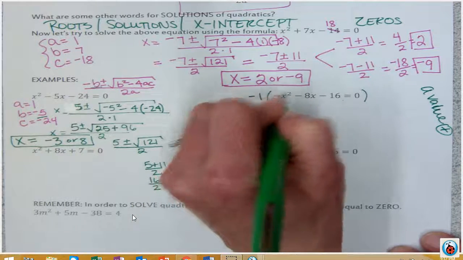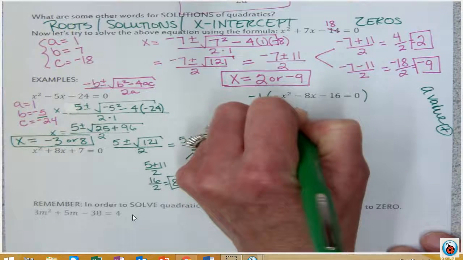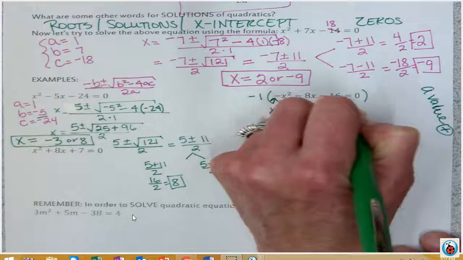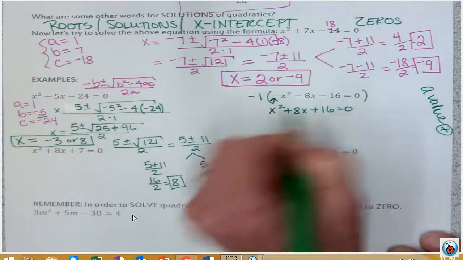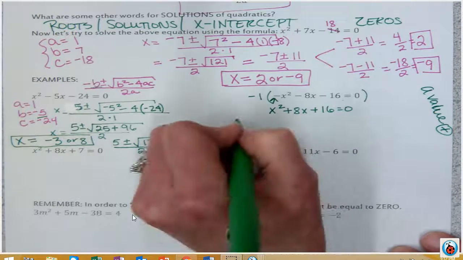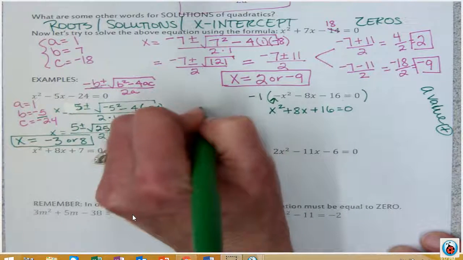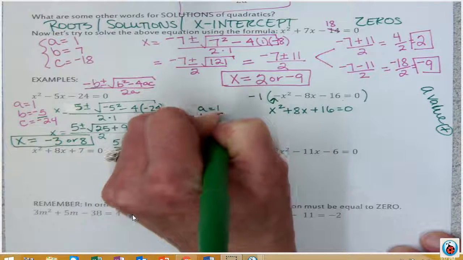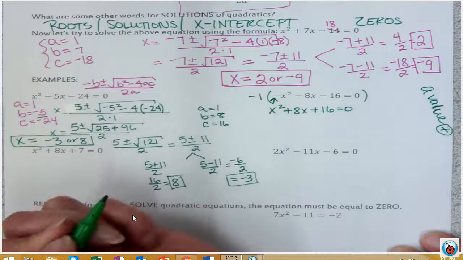So when I multiply everything by -1, I get x squared plus 8x plus 16 equals 0. So now from here, I can plug this into my quadratic formula. So using my quadratic formula, I've got my a equals 1, b equals 8, c equals 16.